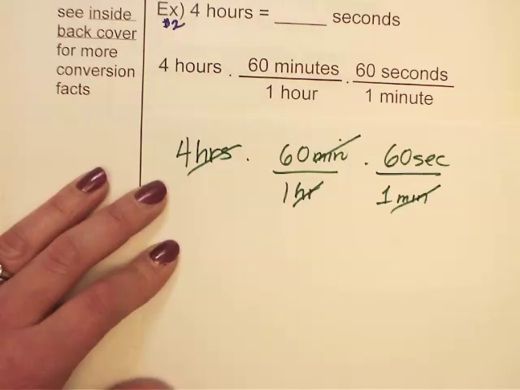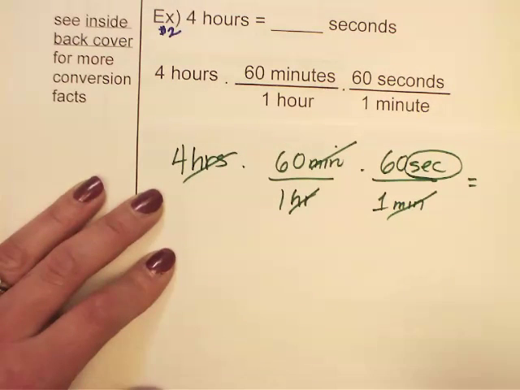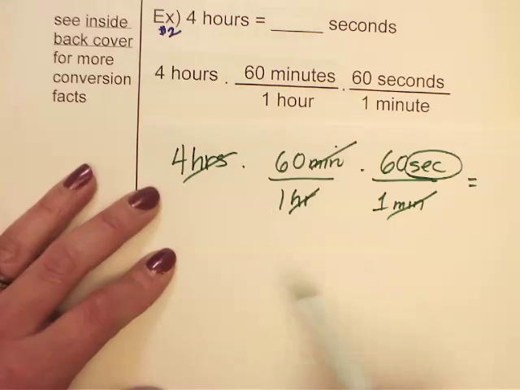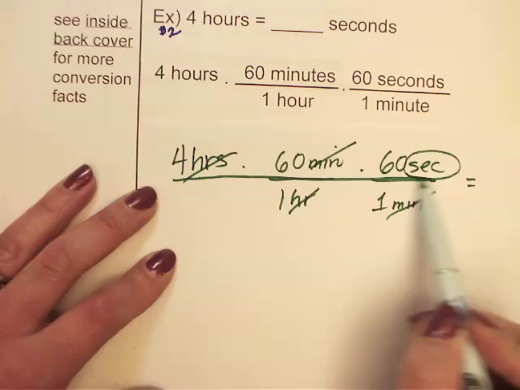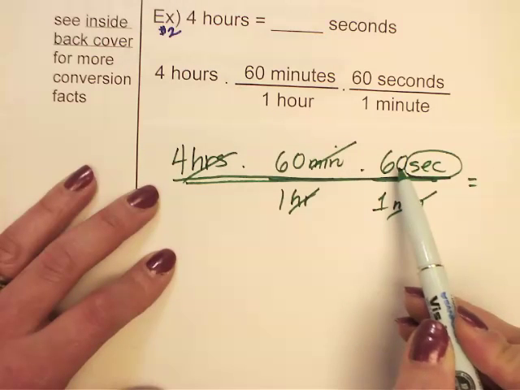So the first thing is to check your units. Make sure they will cancel out and give you what you want. You want seconds. So now we know our answer will be in seconds. And then finally we need to multiply or divide whatever we have remaining here. Now if you notice, I'm going to extend my fraction bar here. I've got 4 times 60 times 60.